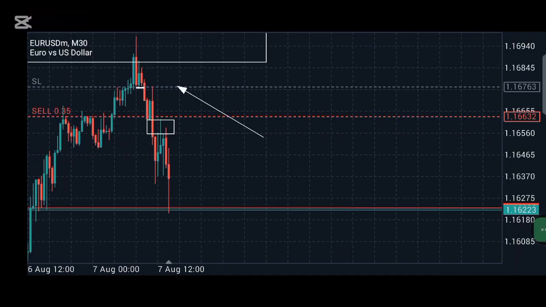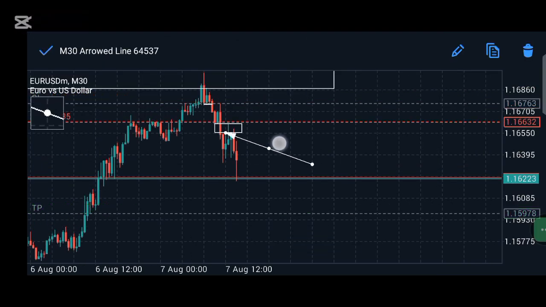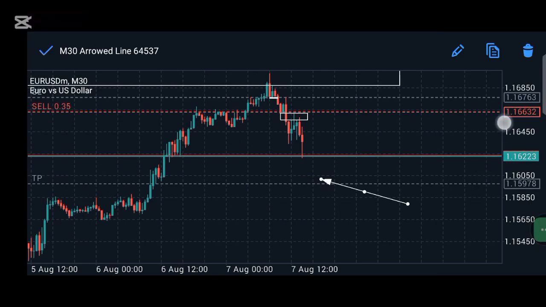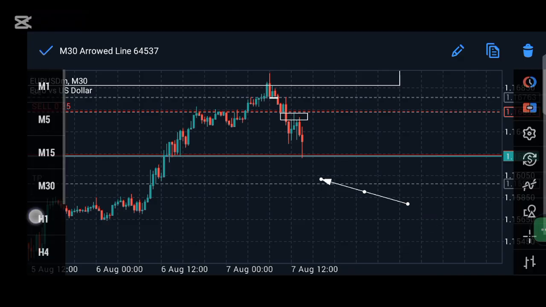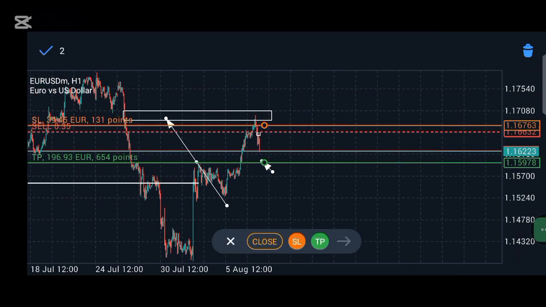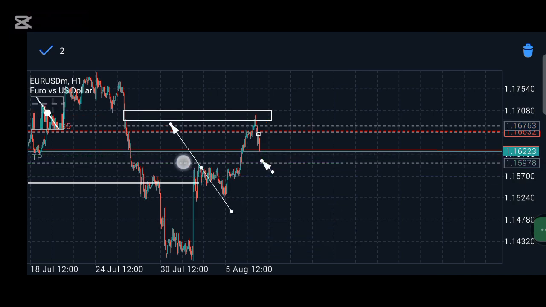Then if you check on the 30 minutes, price came back all the way to my entry to fill up this imbalance and continue going down. So this is like the first trade example that I used to take, where I used fair value gap. It was the 1 hour fair value gap I used to trade. Look at it. You can see the 1 hour fair value gap, and I saw a confirmation in this 1 hour fair value gap.